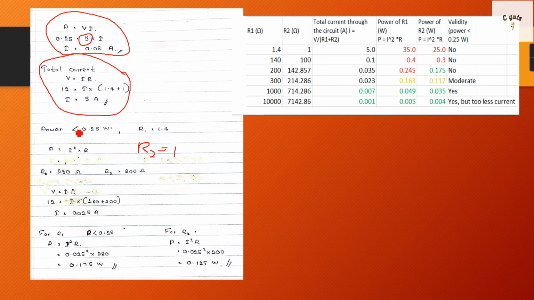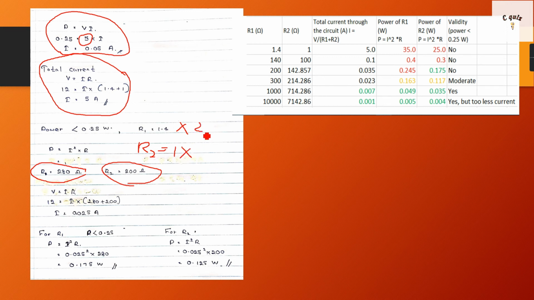We know the power can't go over that 0.25 value. It should be less than 0.25. Here we can use the power equal to I squared R. Here I take 280 for the R1 value and 200 for the R2 value. It means I divide this 280 by 200.